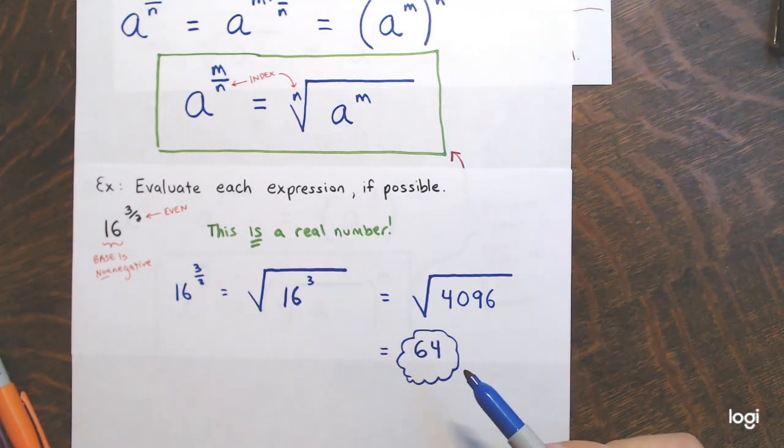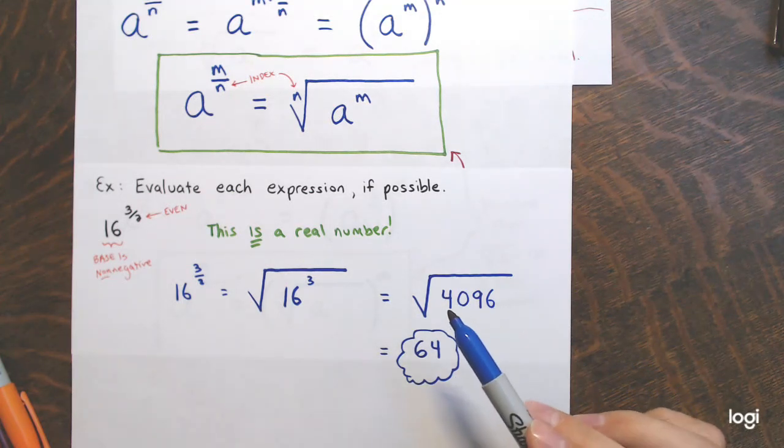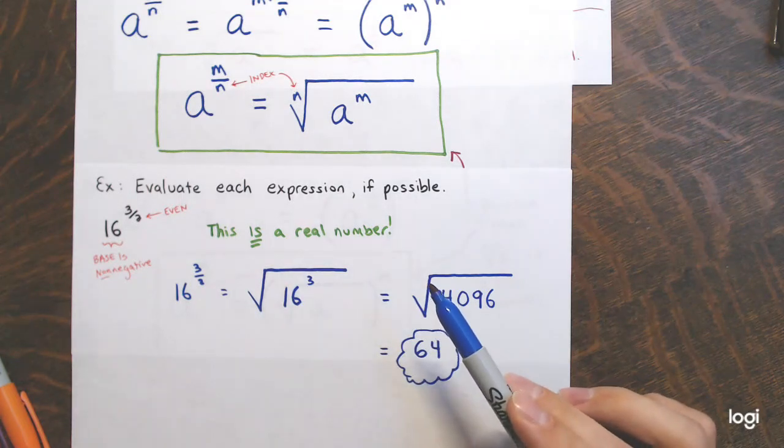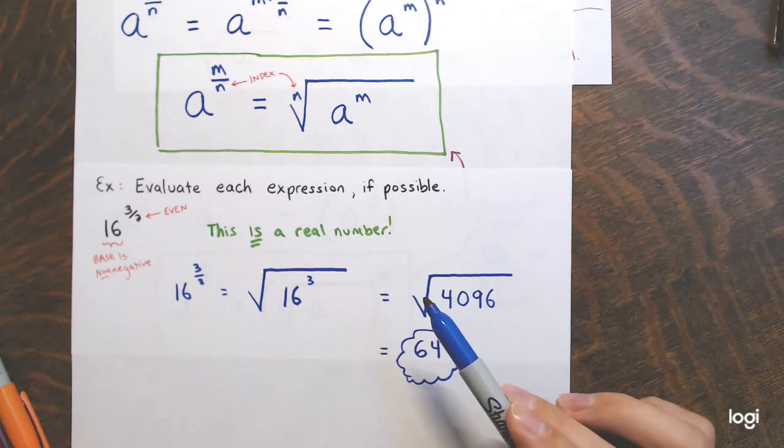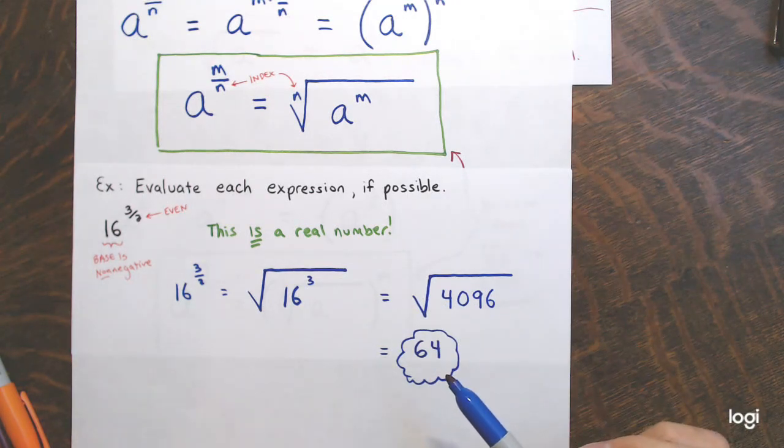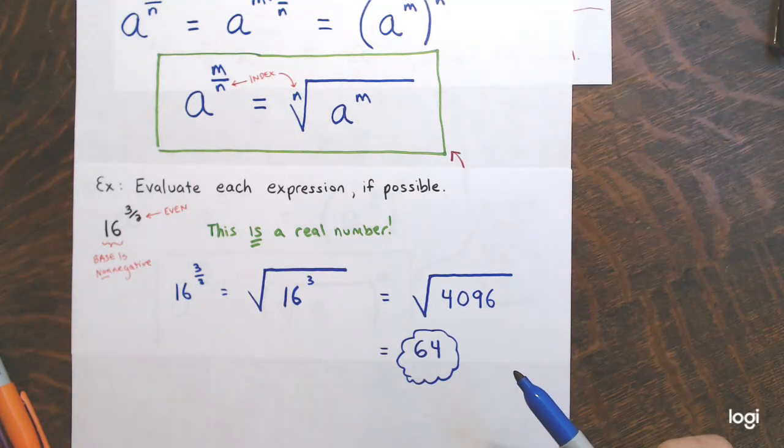Yeah, and I know negative 64 times negative 64 is also positive 4,096, but again, I will say this a lot, and I've said this a lot in previous videos. When you see this symbol with an even index, they're asking for the non-negative root. Okay.